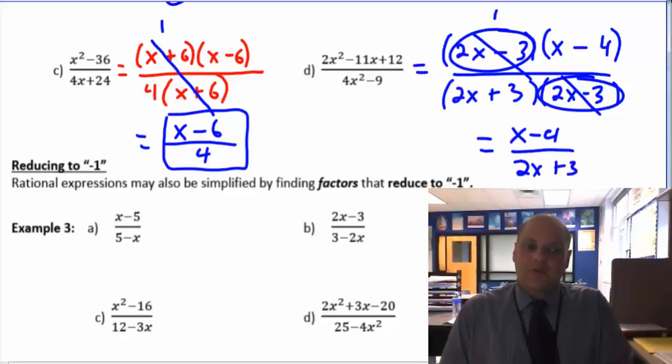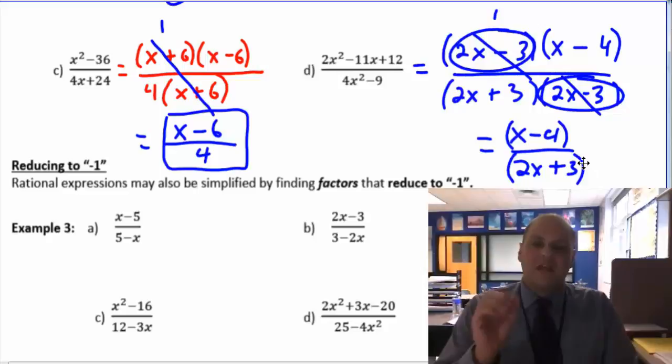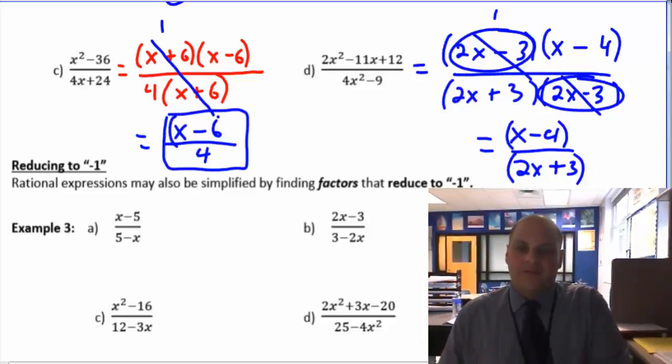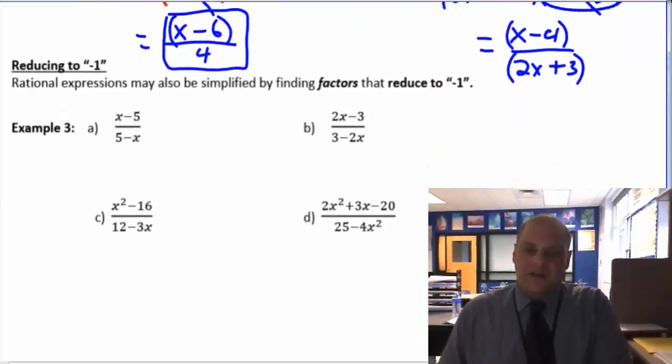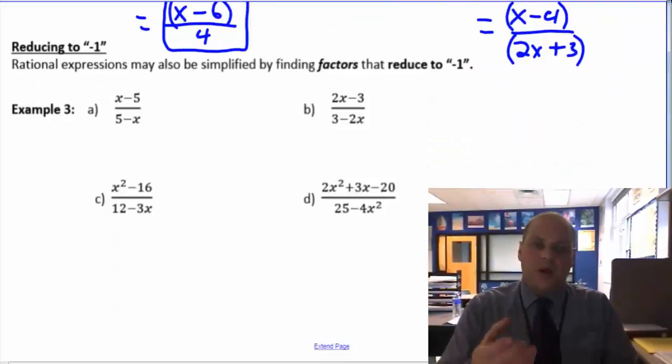Now, you don't have to put those in parentheses, but let's get in the habit of doing that. Let's put binomials in parentheses, keep them in parentheses, because it's going to help us determine what can be reduced and what cannot be reduced further.